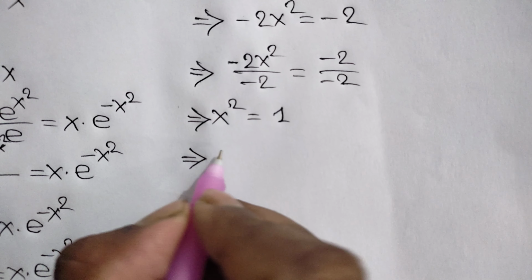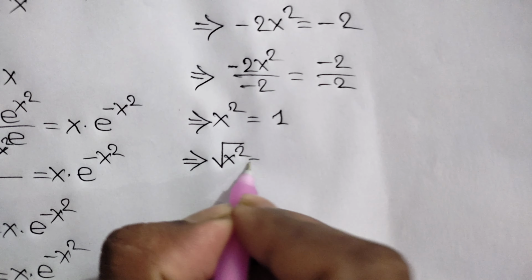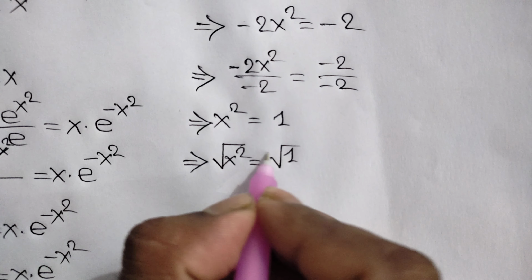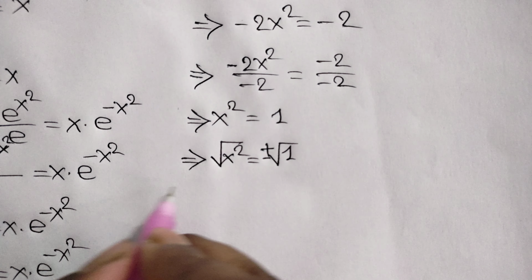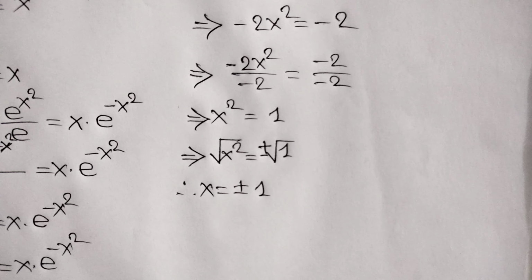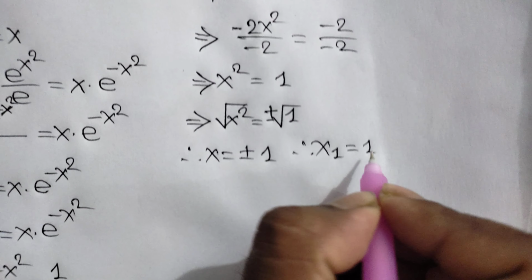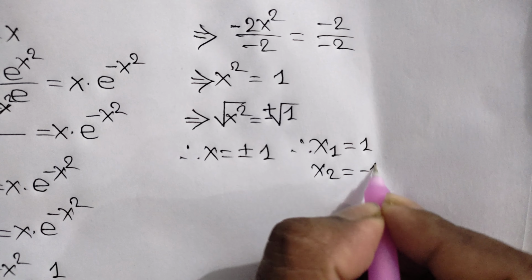Or taking square root on both sides, we can write square root of x square is equal to square root of 1. So finally we will get x is equal to plus or minus 1. So we will get the value of x1 is equal to 1 and x2 is equal to negative 1.